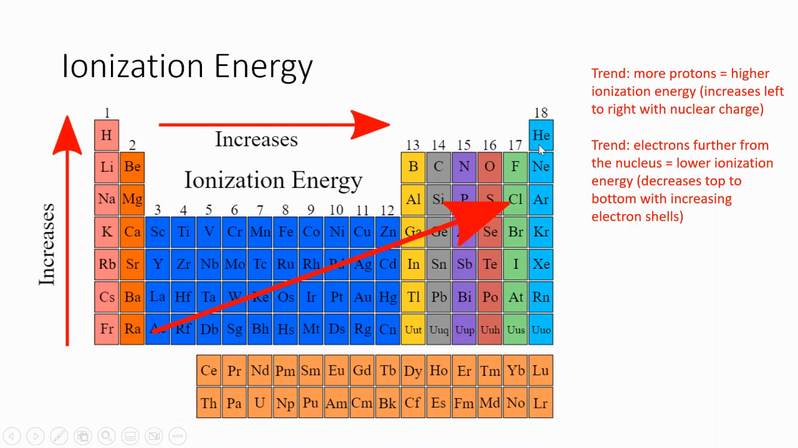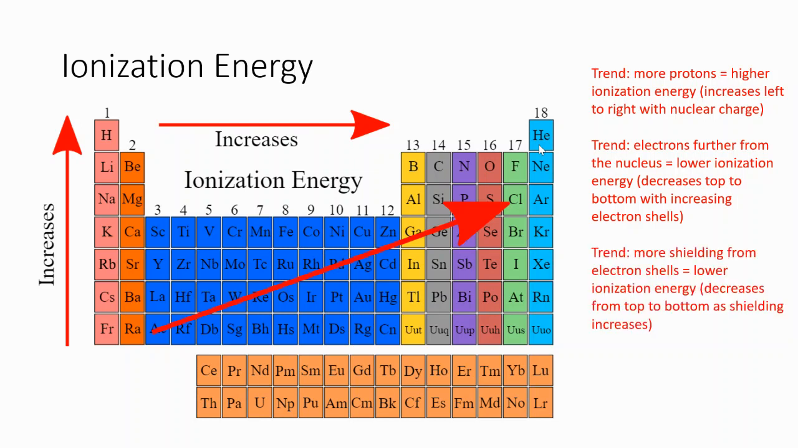That's because when the electrons are further away from the nucleus, the attraction keeping them attached to that atom is less, so it's easier to remove them. Similarly, more shielding from electron shells reduces the ionization energy. So ionization energy decreases from top to bottom.